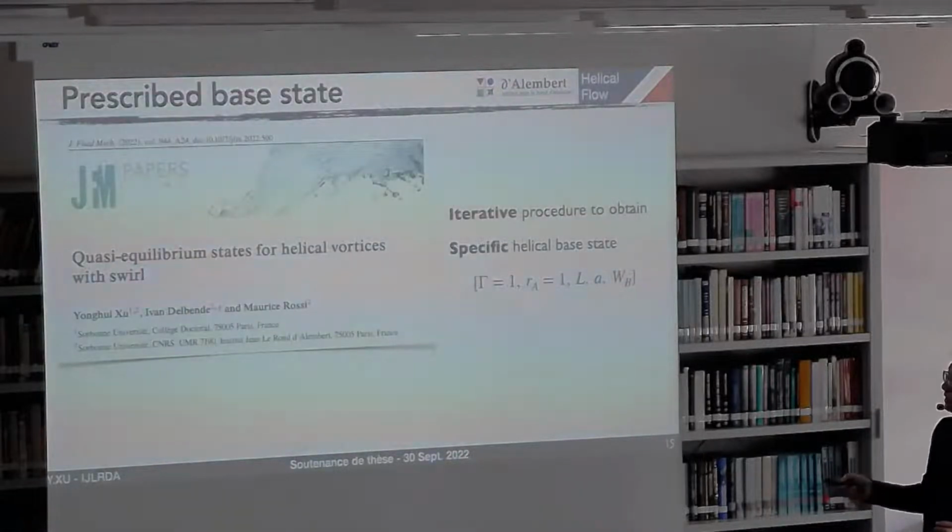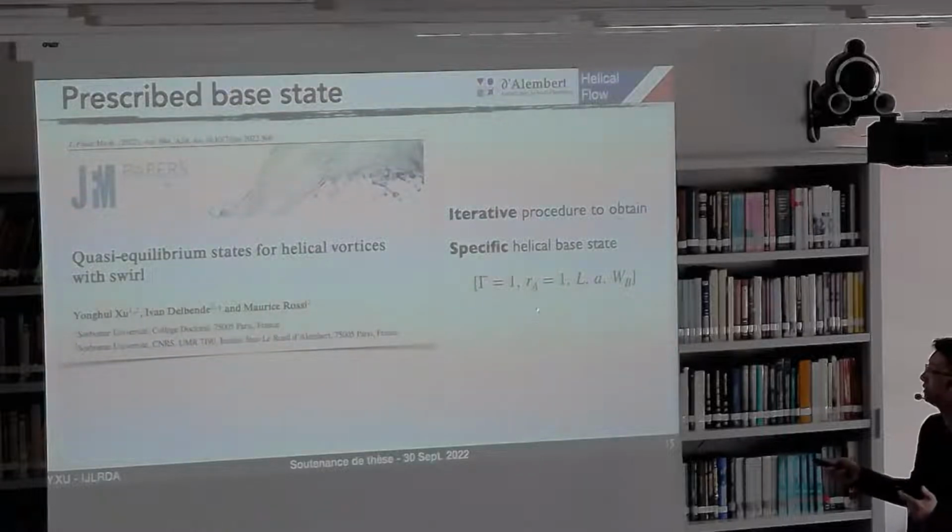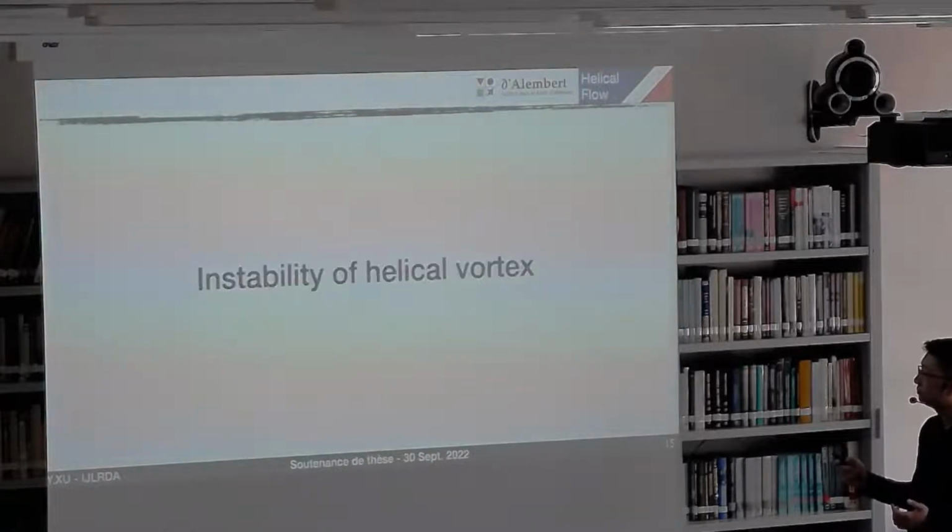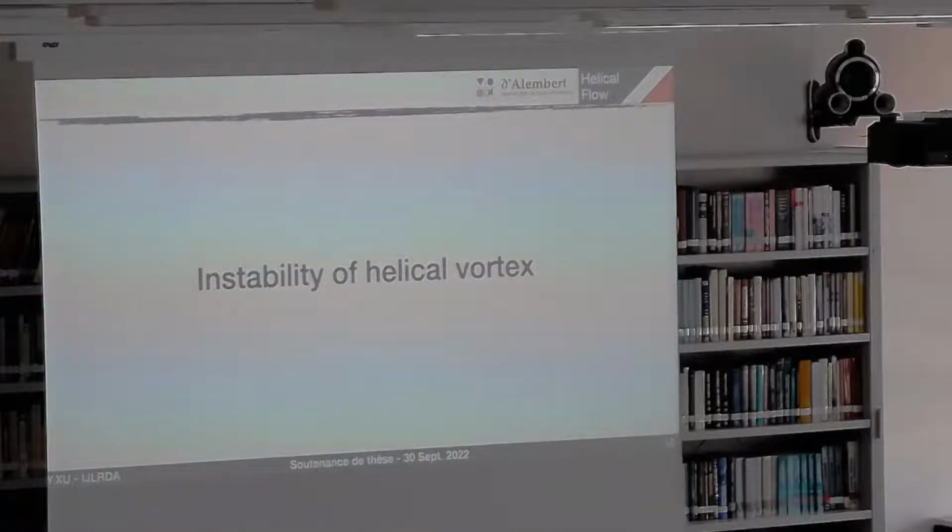You can find more details in articles that we published earlier this year, where we describe how we use an iterative procedure to obtain specific base states, where gamma is chosen to be 1, the helical radius is 1, L is as we defined, and the specific core size and axial strength as we wanted. We then proceed to study the instability of helical vortices based on these base states.